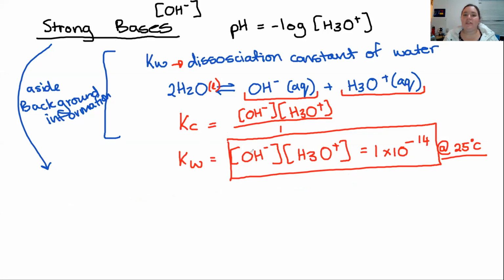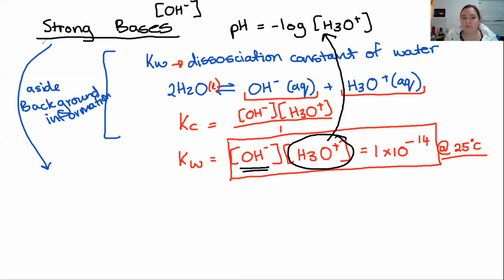So when we deal with a strong base, what we're always going to do is work out the concentration of OH minus. We're going to plug it into this equation to get the concentration of H3O plus, and then we're going to take that value and plug it into the normal pH formula. I know that there is a shortcut, but I'm already telling you the shortcut isn't going to get you the marks, so please don't be tempted to use it.